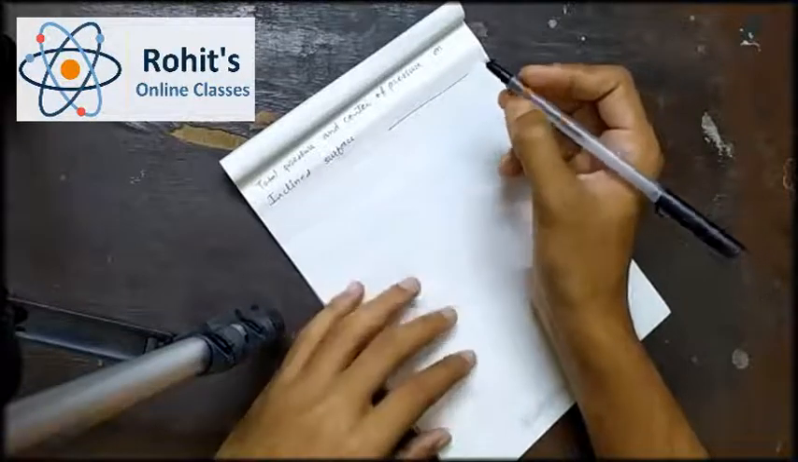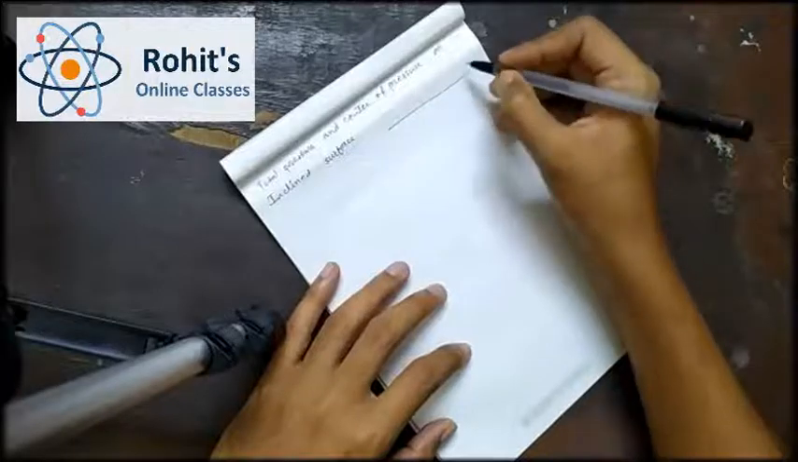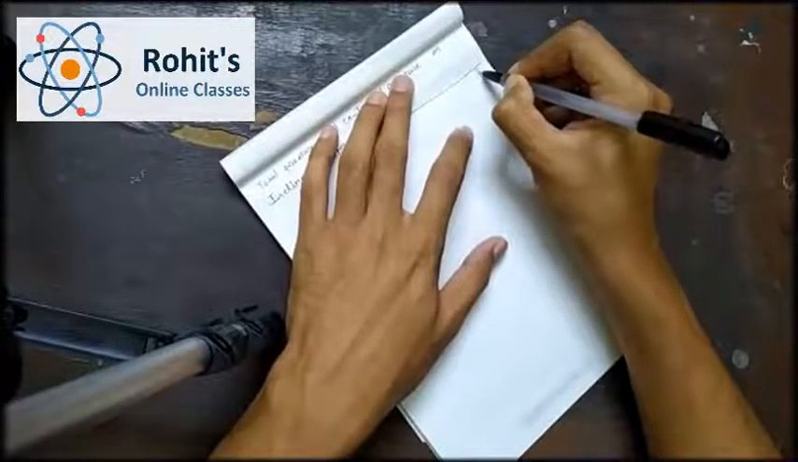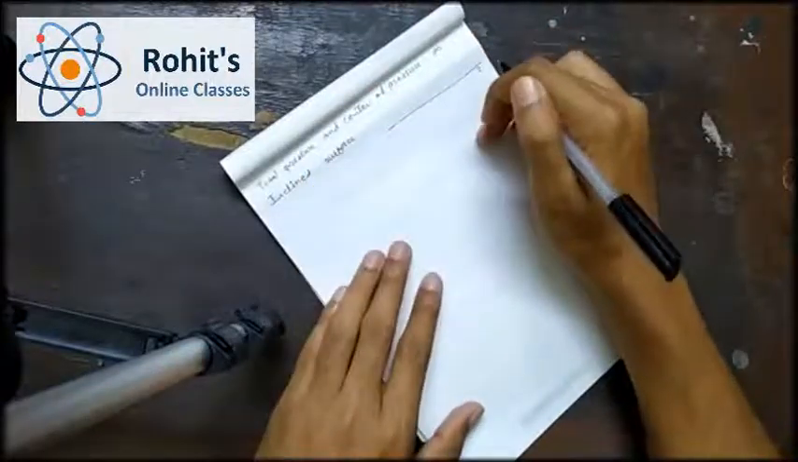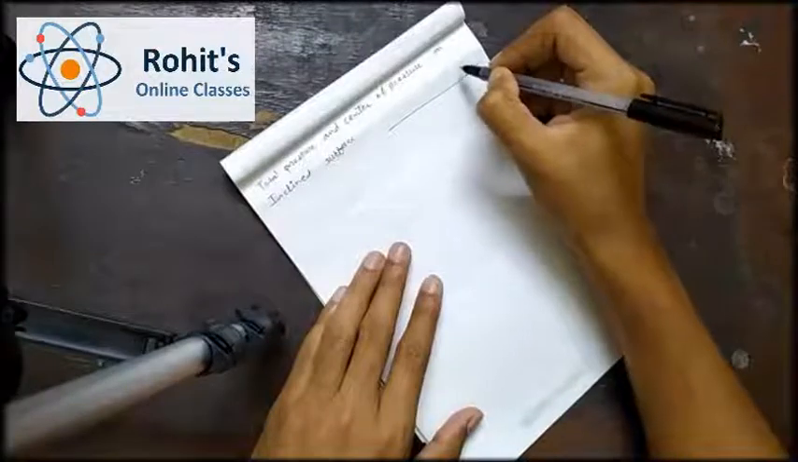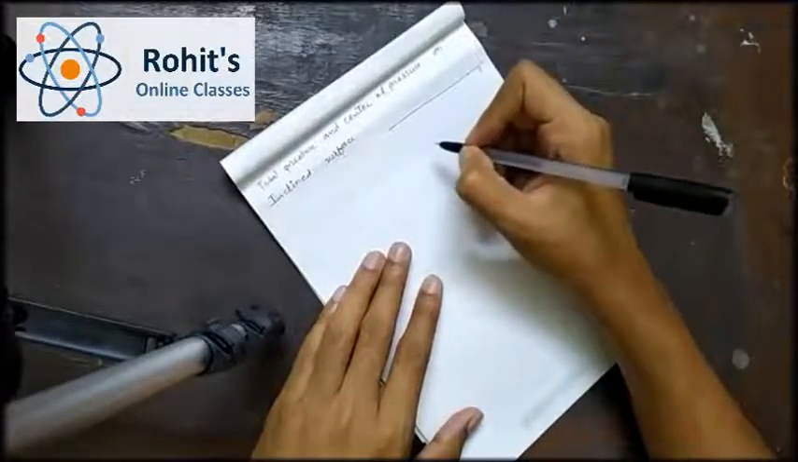Okay, so here you can consider this line is nothing but the free surface of water. I will extend this line, and this is the free surface of water. Below this line complete water is present, and above this line air is there.